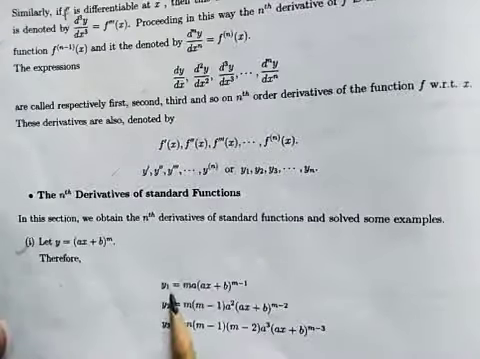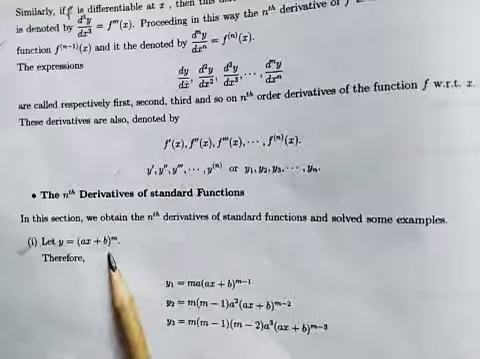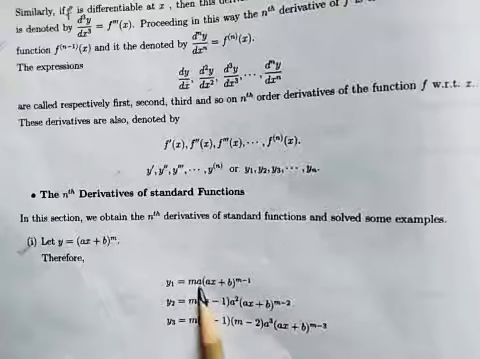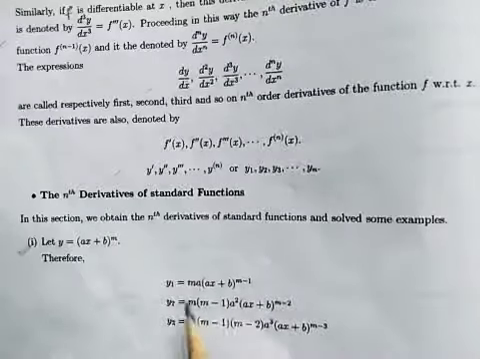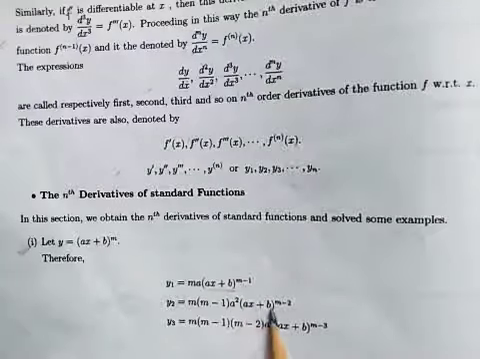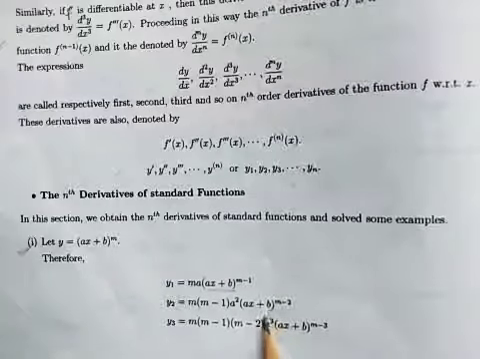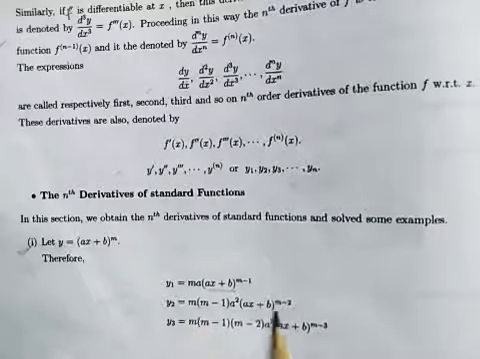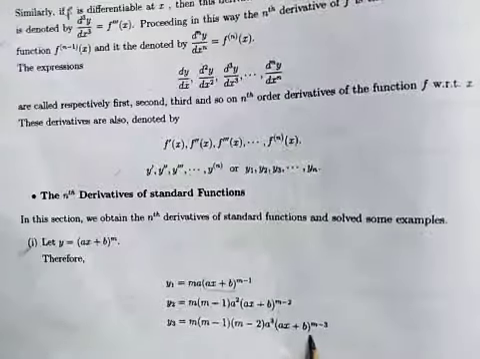Therefore, what will be its first derivative, y1? Its derivative will be m(ax + b)^(m-1). Again, the derivative of ax + b with respect to x will be a, so this is a here. Again, its derivative, that is y2, will be m as it is, and the derivative of the rest will be (m-1)(ax + b)^(m-2). Again, the derivative of ax + b is a, so the previous a into a will be a squared. Similarly, again its derivative will be m(m-1)(m-2) a cubed (ax + b)^(m-3).